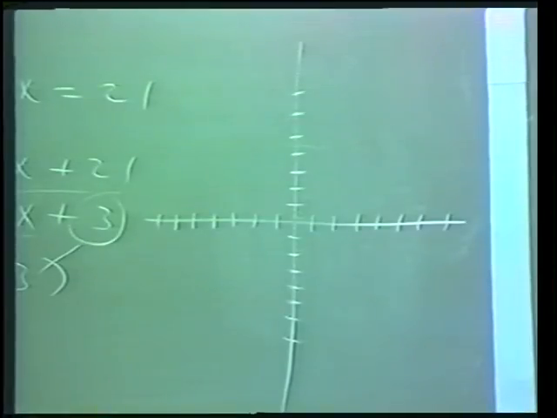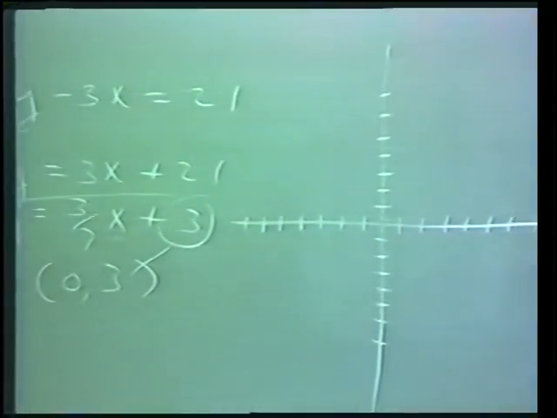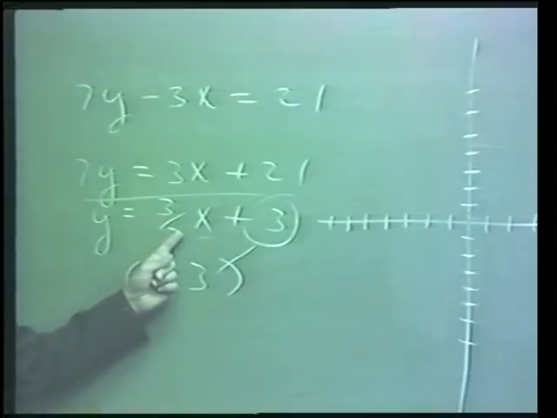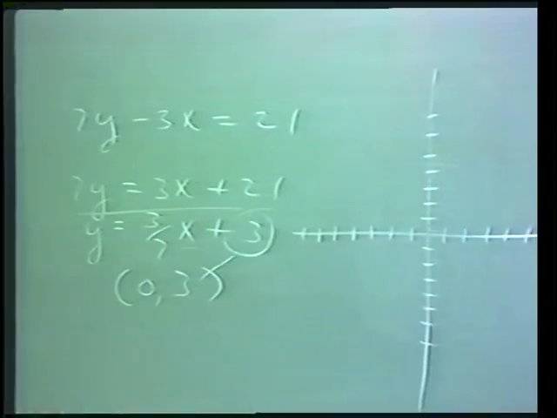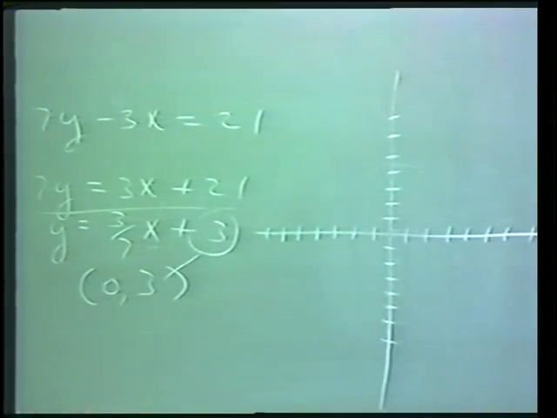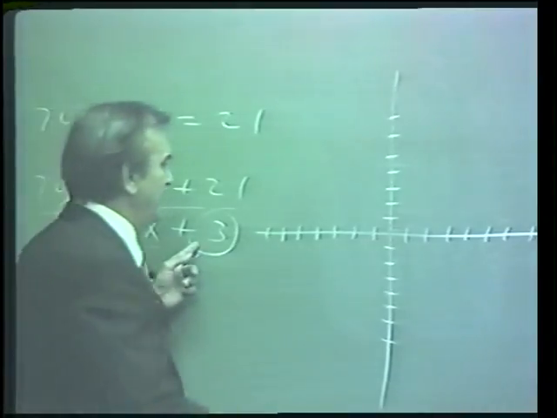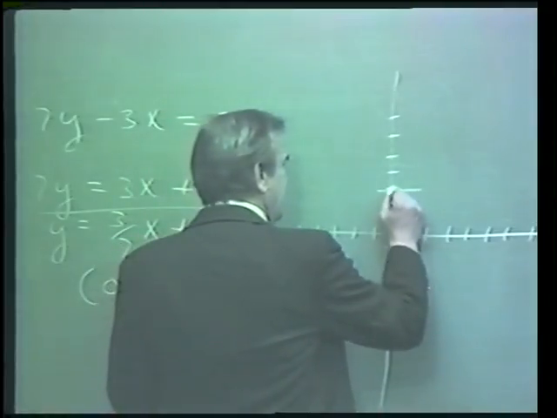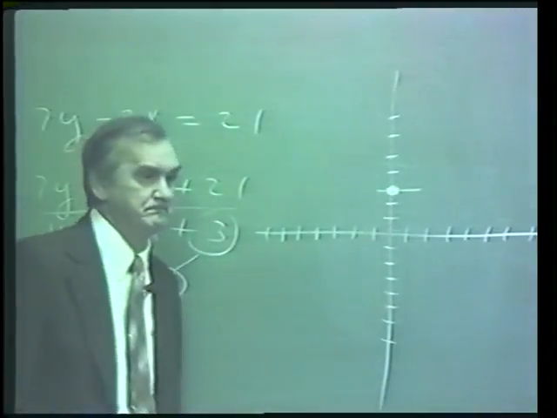I am going to graph the line y is equal to 3/7 x plus 3. It's in slope-intercept form. The first thing we do is take care of the y-intercept, where the line is going to cross the y-axis. Well, in this case, the y-intercept here is 3. So we mark it. This line is going to cross the y-axis at this point, (0, 3). Right there.